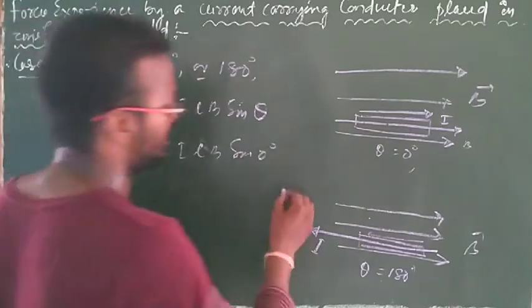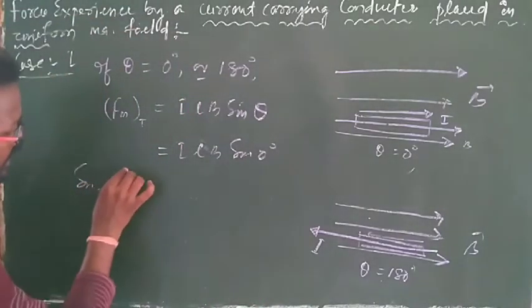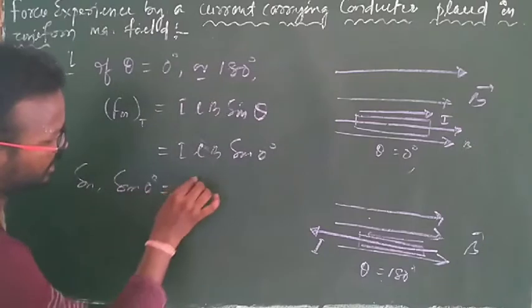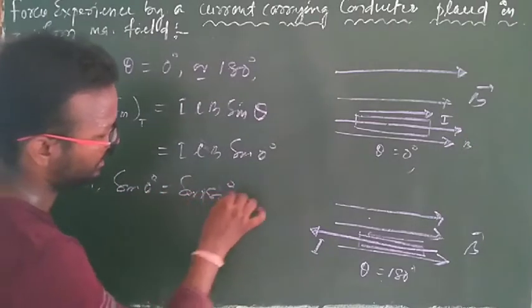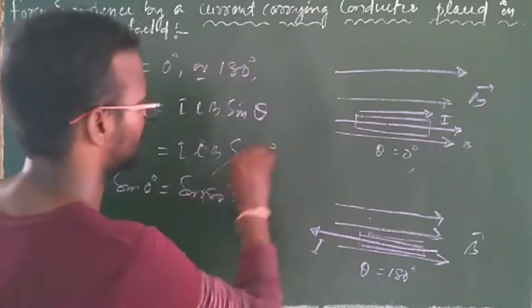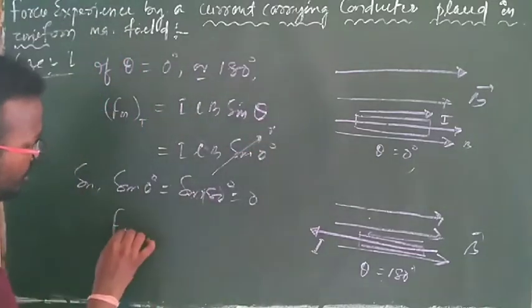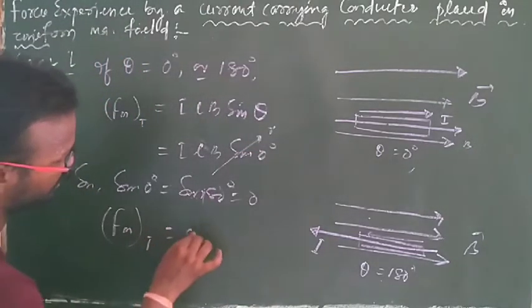The value of sin 0 degrees, which is equal to sin 180 degrees, is equal to 0. So this term will be 0. So Fm is equal to 0.